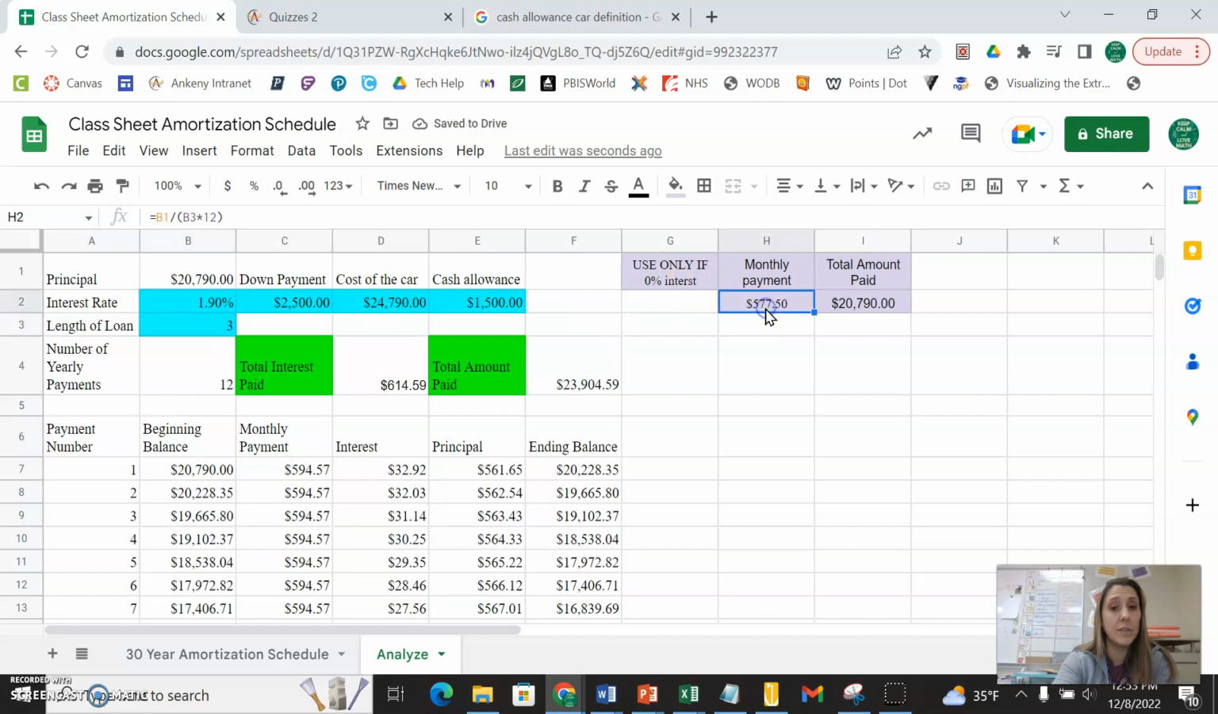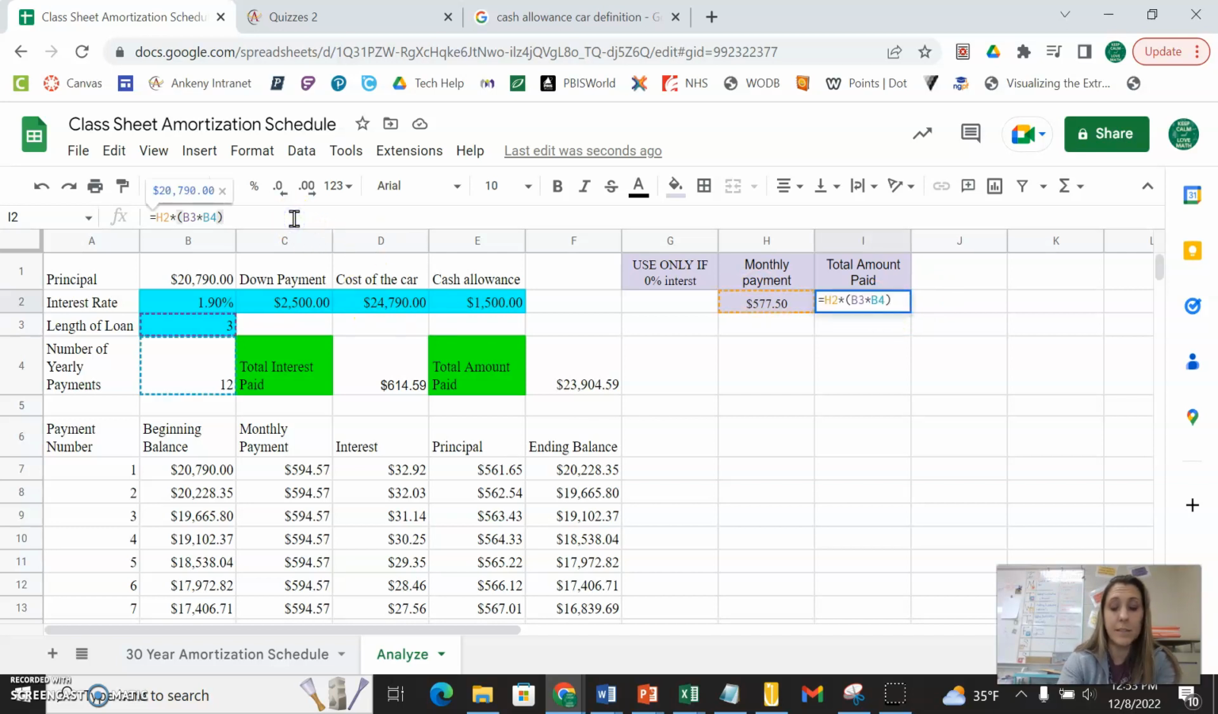So what we need to do is look over here. So I have monthly payment. Yours doesn't have anything in it, but mine does. What you want to do is type in this formula. So we are going to take the original principal, because you already paid this down, and we're going to divide it by the length of the loan. Pause and have that formula in there.